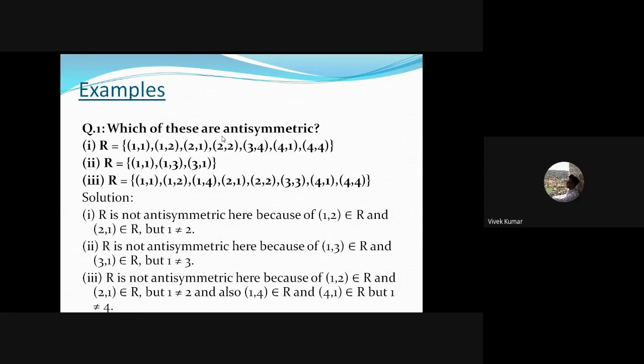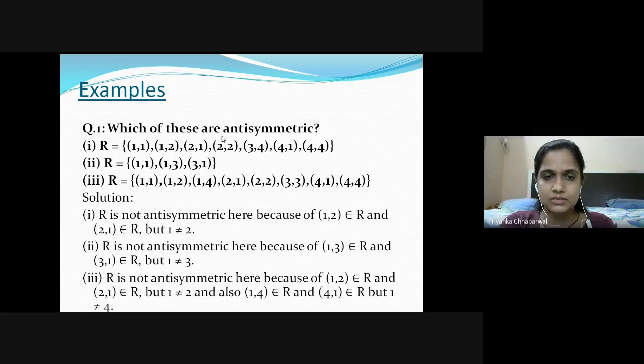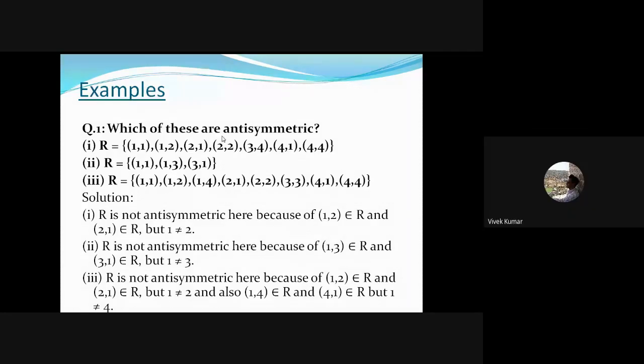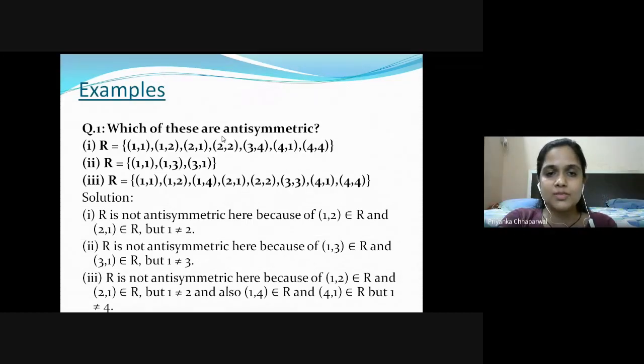Ma'am, the relation is said to be on set A, of elements A, B, C, and if (A, B) belongs to relation R, then (B, A) also belongs to relation R, then A is equal to B. Okay. Then what is the meaning of antisymmetric?